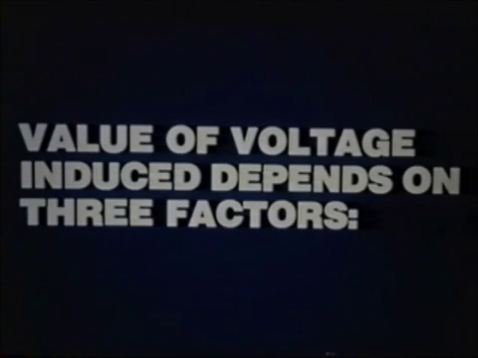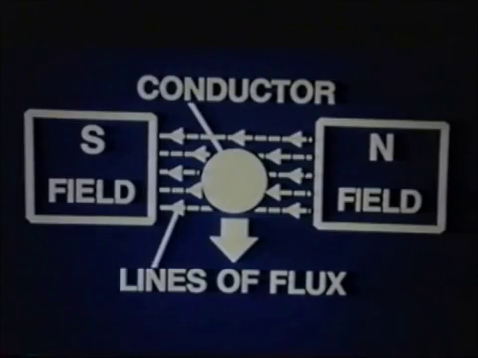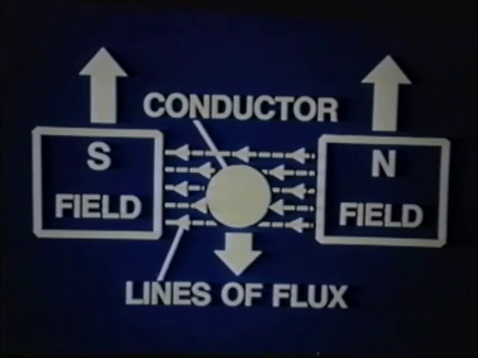Faraday further discovered that the value of the voltage induced by the moving field was dependent on three factors. 1. The number of lines of flux being cut by the coil. 2. The relative velocity of the coil to the field. And 3. The number of loops of wire or turns in the coil. So far, we have been discussing relative velocity, or the movement of the coil through a magnetic field. It is important to note, either the magnetic field may be held stationary and the coil moved through it, or the coil may be held stationary and the field moved.